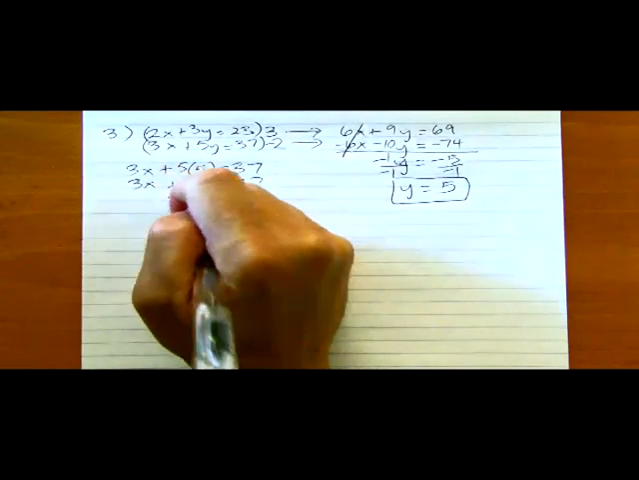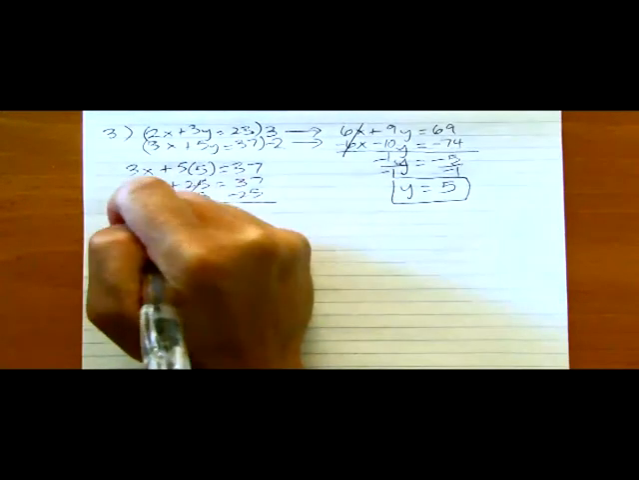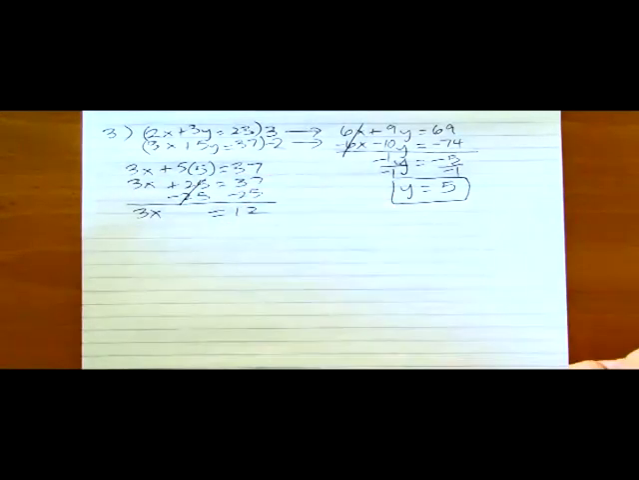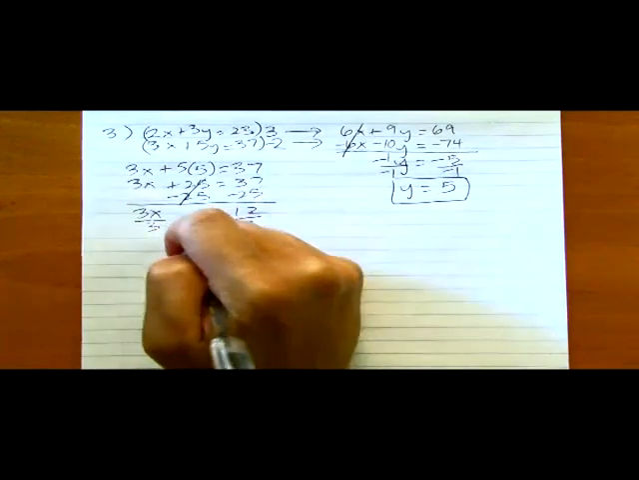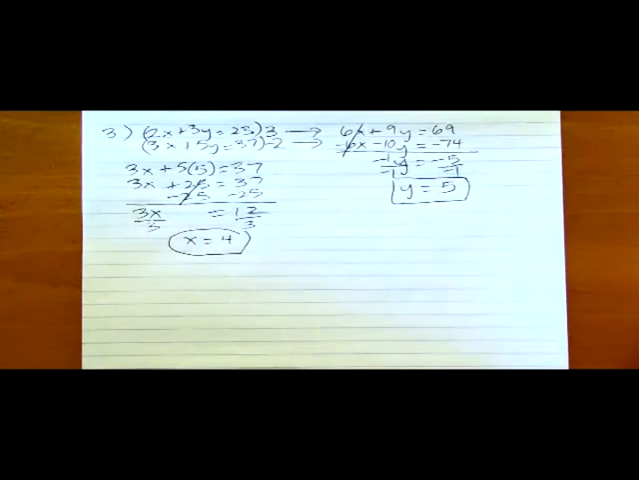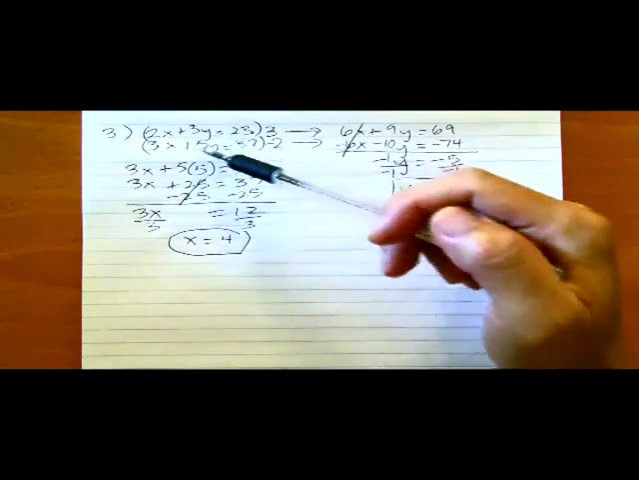We need to get rid of the 25, so subtract 25 on both sides. 3x equals 12, and then we need to undo the multiplication. Divide both sides by 3. X equals 4. For those of you that solve to get rid of y first, you're supposed to get the same answers, 4 and 5.